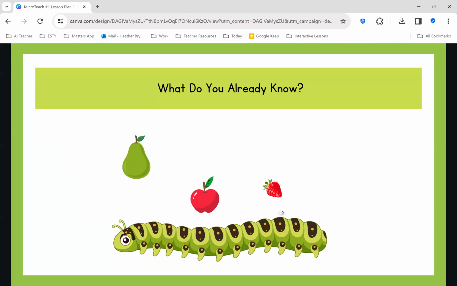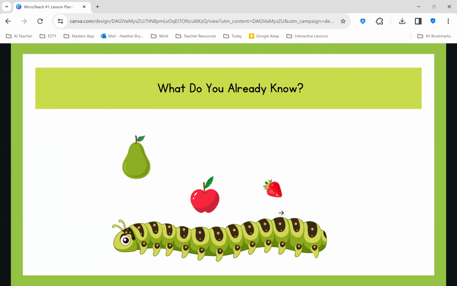Next, you will review prior knowledge. So the purpose is to assess and connect to students' existing knowledge, meaning what they already know, maybe about hunger or caterpillars. We want to ensure they have a foundation for new learning. So you're going to review prior knowledge and ask questions to assess what students already know about caterpillars and counting.